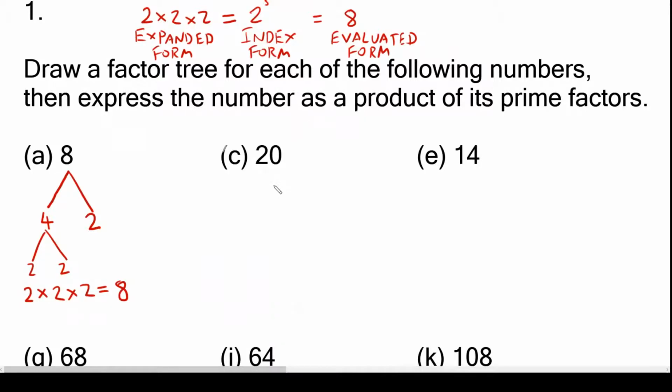All right. Next one. So we're going to put it in index form. So 2 to the power of 3 equals 8 because that's the way they wanted it. All right. So draw a factor tree. So we did that. Each of the following numbers, and express the number as a product of its prime factors. If you read question 1, it'll say in index form, at the end of your question on your page there. So let's do the next bit.